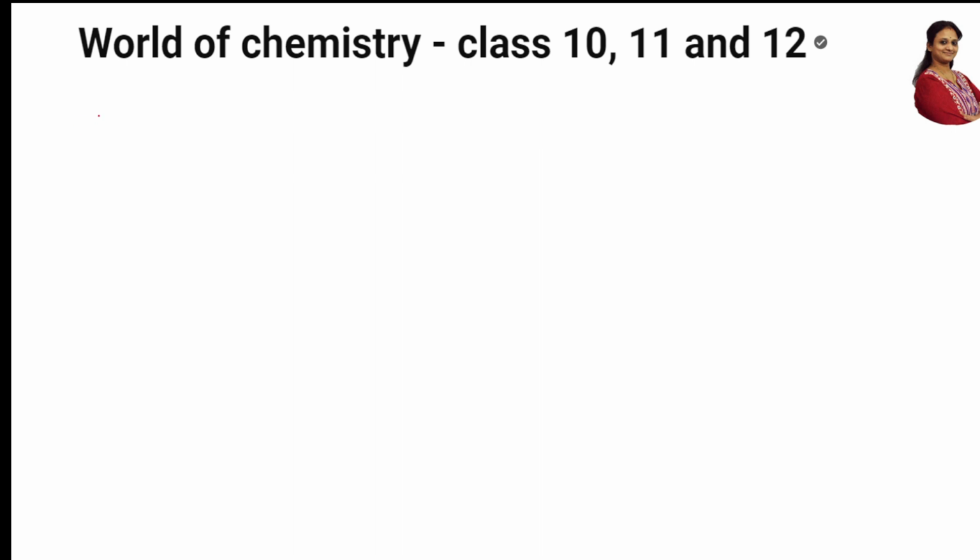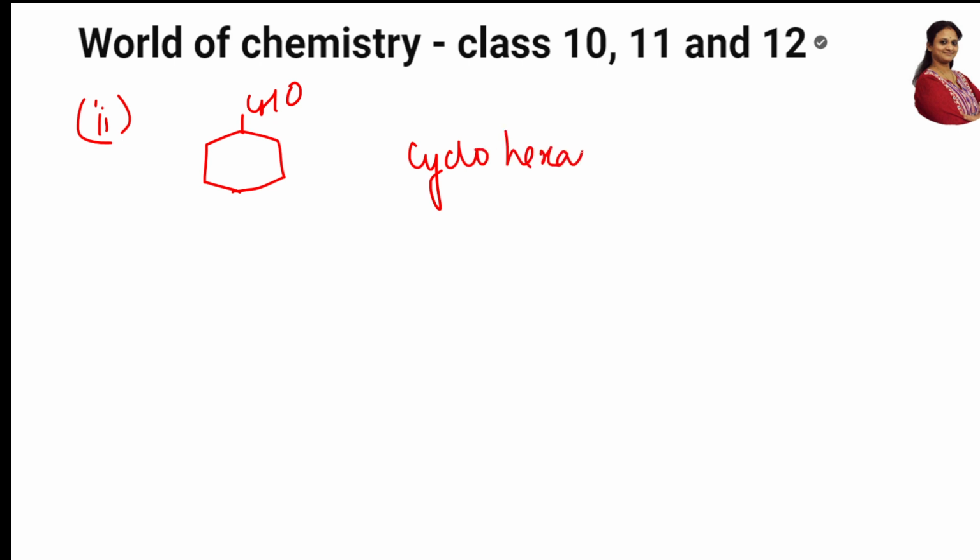The second compound is nothing but a cyclo compound, right? Let us write the structure. Yeah, this is your compound. This is your CHO. So name it cyclo, hexane, 6 carbons, carbaldehyde. Cyclohexane carbaldehyde. This is the compound.